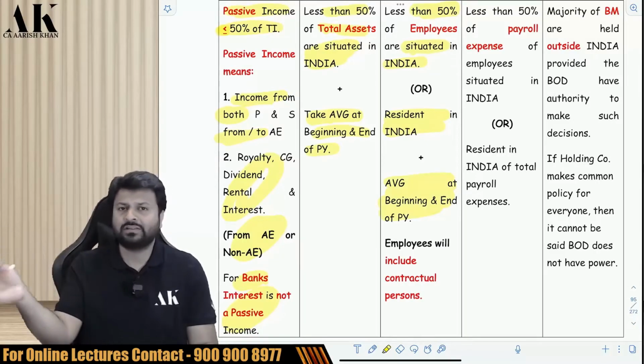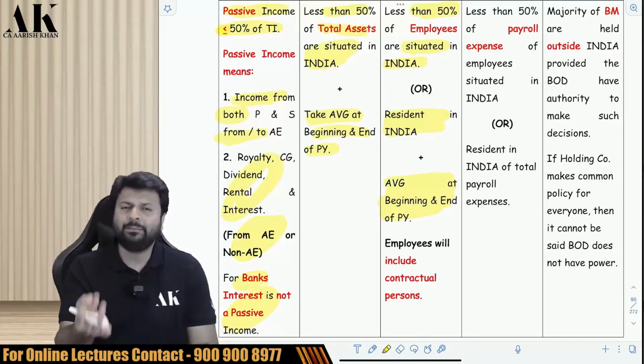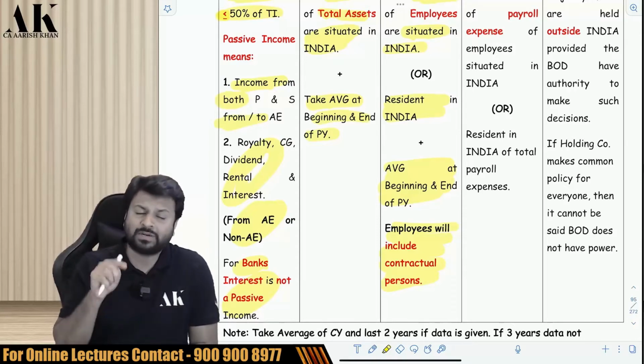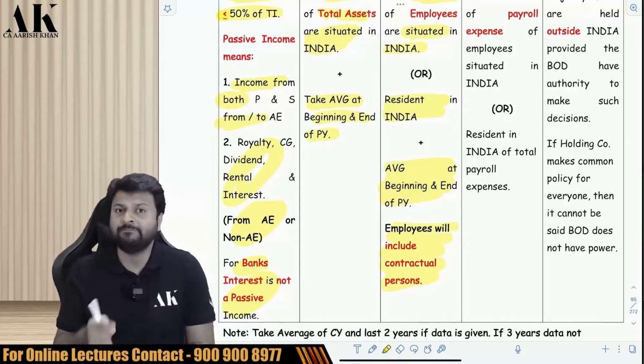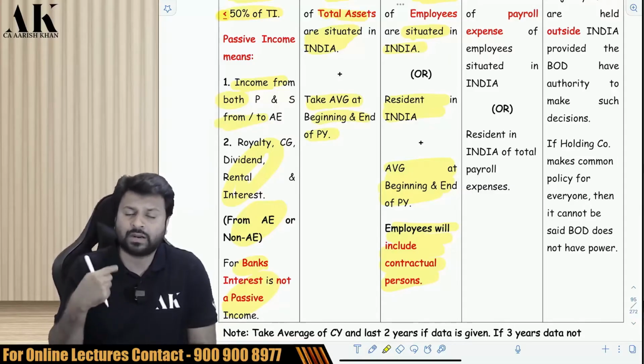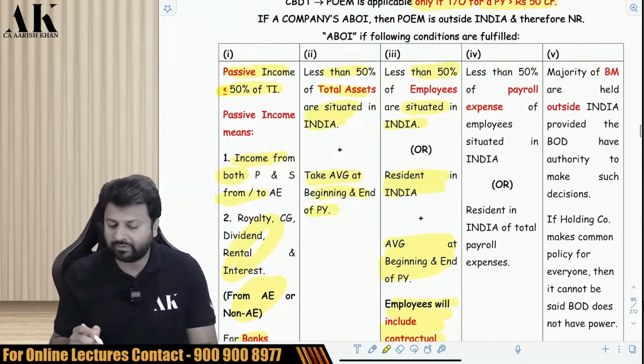You will compute 1st April and 31st March, divide by 2, take the average, and you will find out the employees. Okay. Employees will also include contractual persons, a very important point. This person is also included as a part of an employee. Employee will not only include a person who is a part of your payroll, but will also include a person who is a contractual person. Be very, very careful about this.